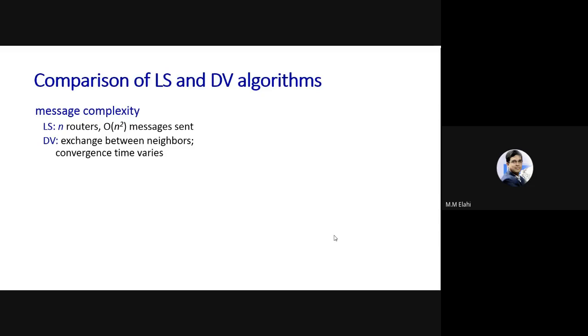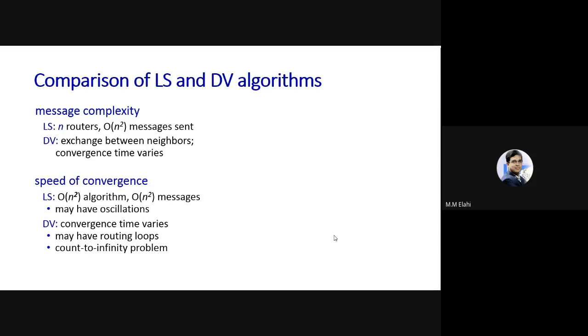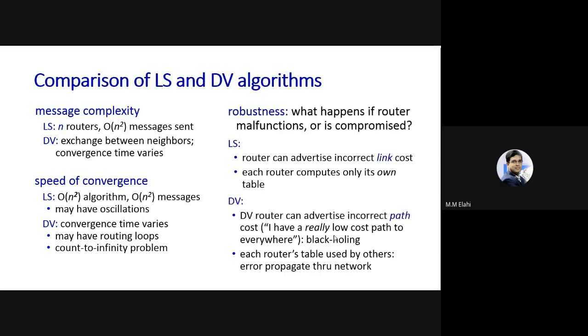So, comparison of link state and distance vector algorithms. One point can be message complexity, then speed of convergence, then robustness. In link state, a router can advertise an incorrect link cost, whereas in distance vector, a router can advertise an incorrect path cost, because of the approach they are using.